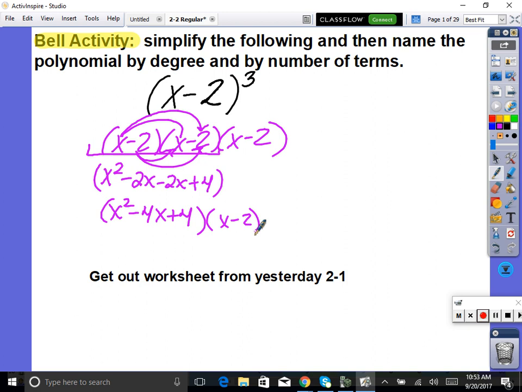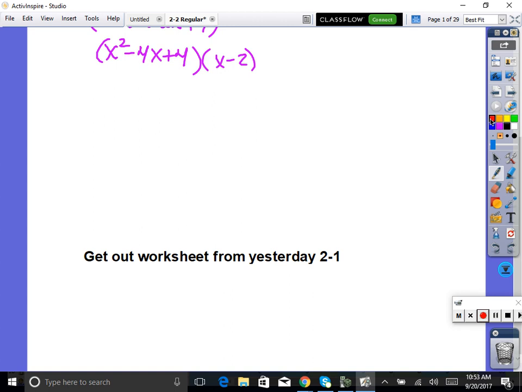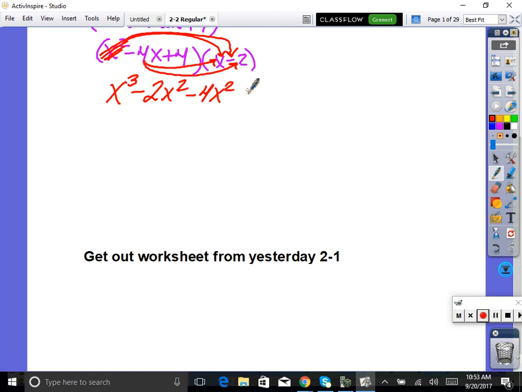Now that times x minus 2. So then from there you would distribute, being very careful here. So you have x squared times x, which is x cubed, x squared times negative 2. And then, guys, watch what I do. I've distributed that through to both terms, so I'm going to cross it out. Negative 4x times x. Negative 4x times negative 2. Very good. Positive 8x. And then I've taken care of that, so I'll cross that out. Positive 4 times x. And then positive 4 times negative 2. And then you'll combine like terms.